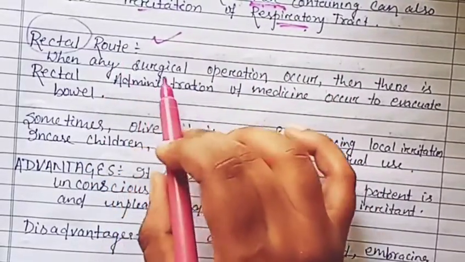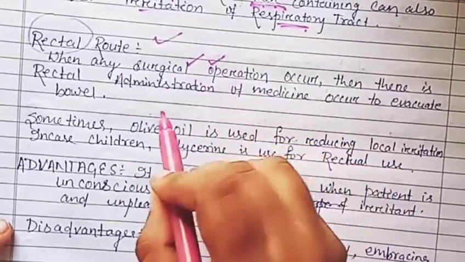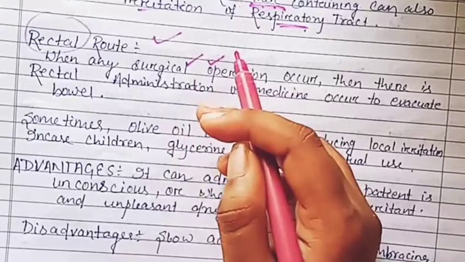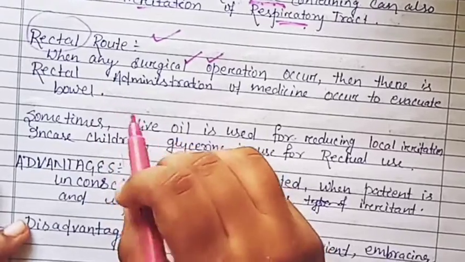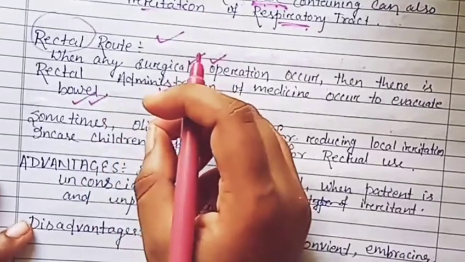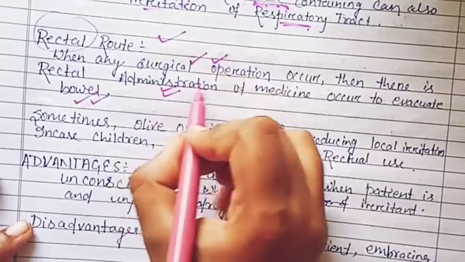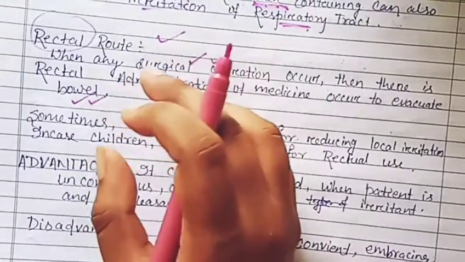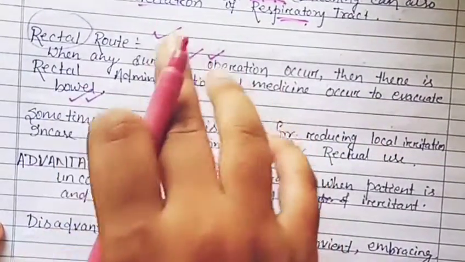So in the rectal route, when any surgical operation is to be done, rectal administration of medicine is done to evacuate the bowel, meaning the fecal matter, so that we can do the surgical operation. For any anal surgery or any surgery in the pelvic position, we should first evacuate the bowel. That is the main importance of the rectal route.